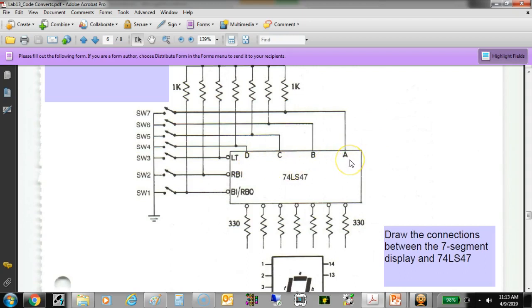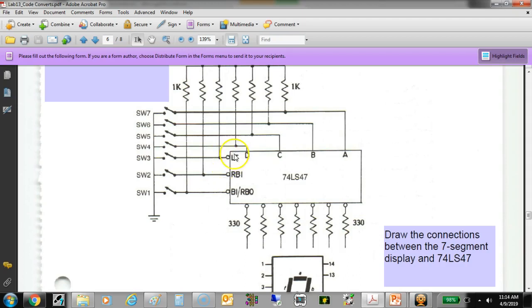You're going to bring that to A. So here they're calling it A. The data sheet calls this A0. This is going to be pin B, which the data sheet calls A1. This is going to be C, which the data sheet calls A2. And this is going to be D, which the data sheet calls A3.